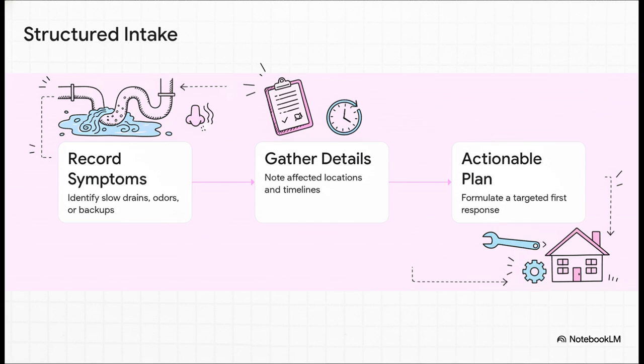Sending a technician with a basic snake to what is actually a collapsed main line wastes time, ruins budgets, and can honestly cause more damage to the units. Getting these details up front ensures the response is totally precise, completely eliminating that expensive trial and error approach.